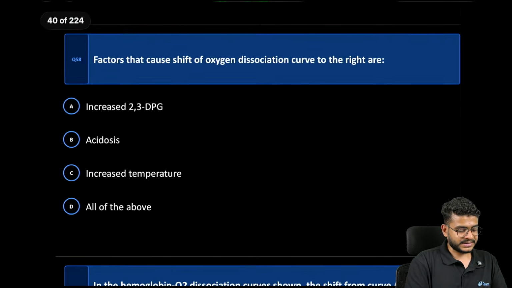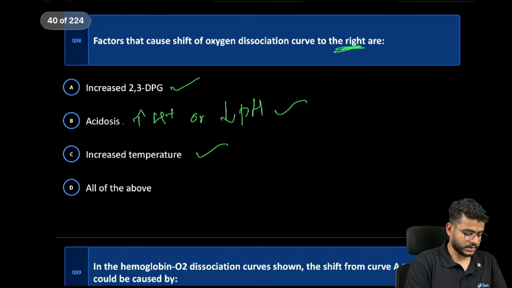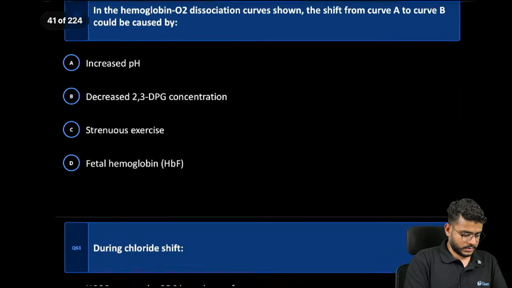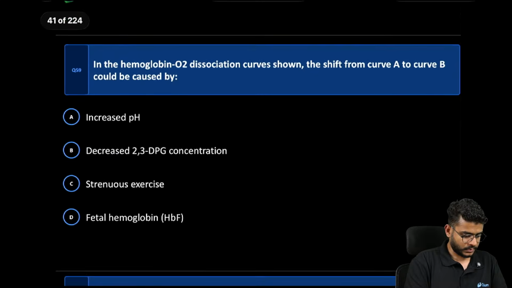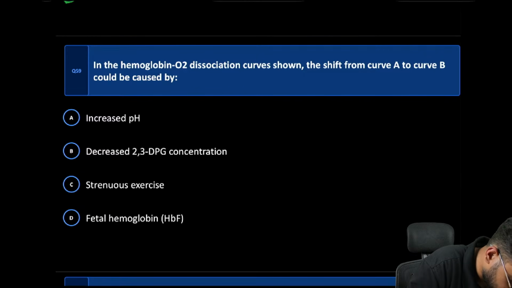Easy. Factors that cause shift of the oxygen curve to the right. Again, increased DPG, yes. Acidosis means increased H plus or decreased pH, that's correct. Increased temperature, yes. All of the above are correct answers. They cause right shift. Okay, the diagram is missing, so I'll just draw the diagram.